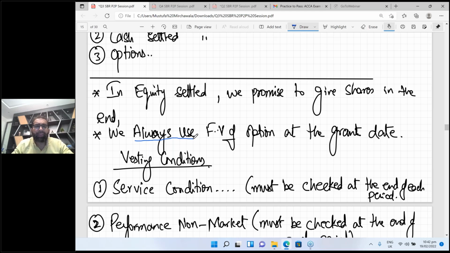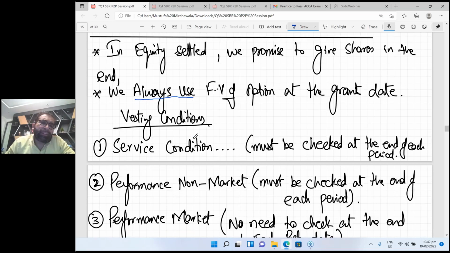Then, there are two types of grants. Some grants are unconditional grants. That means we say to the employee, take these shares and enjoy, no need to do anything extra. And there are some conditional grants, where we add vesting conditions with the grant. Vesting conditions are normally these three: service condition, performance non-market, and performance market.